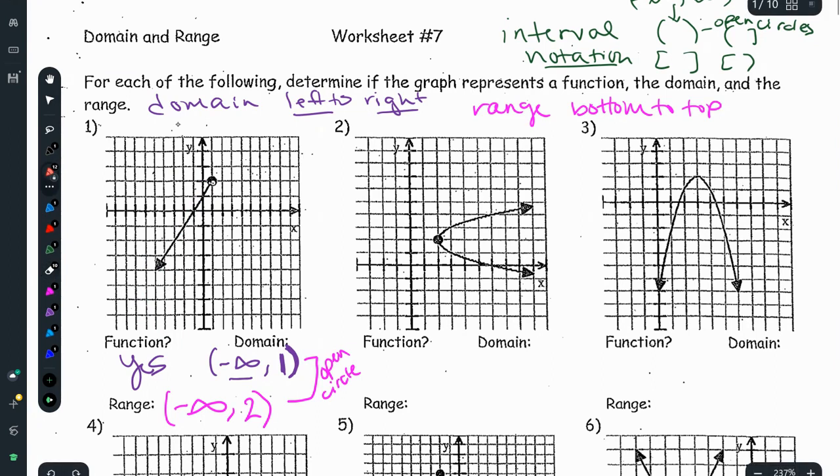For number 2, if we try the vertical line test, when I get over here, oops, now I hit twice. So that means that I fail the vertical line test, so this is not a function.